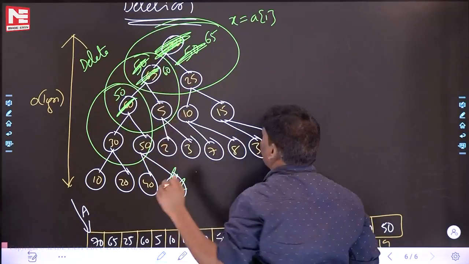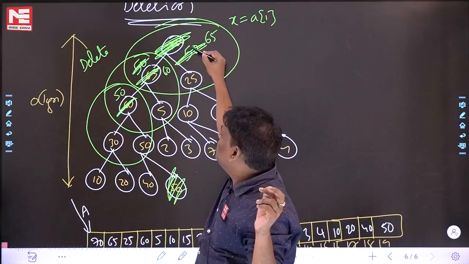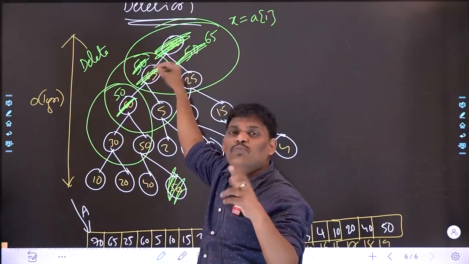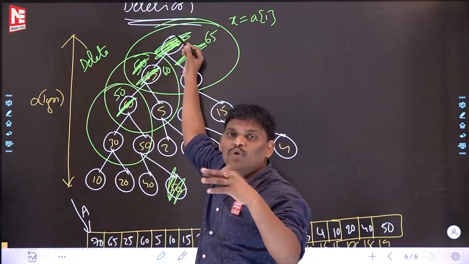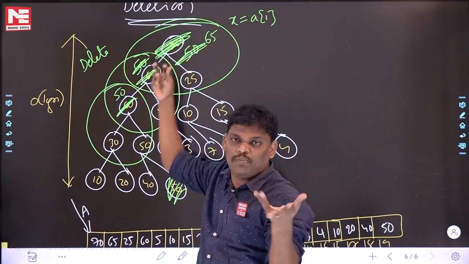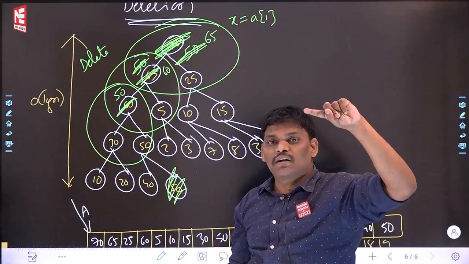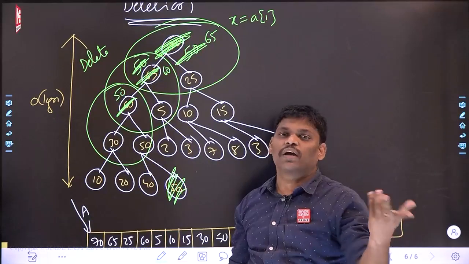Some people are asking, sir, how? See this one, assume that it is 50 and both children are equal. When you ask both the children, they say we three are equal, so what is the requirement of a swap? You can stop also. Best case is 1. Worst case is log n. Average case is log n by 2.